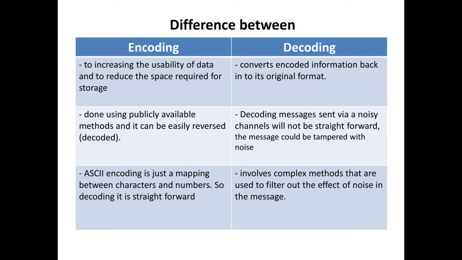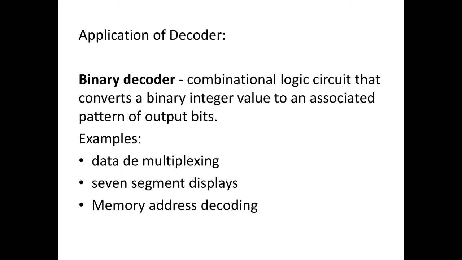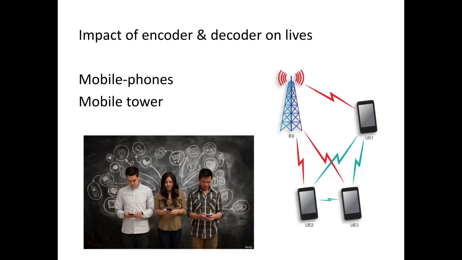We'll start off with the applications of encoders. We have keyboard encoders, positional encoders, and a more common application, which is magnetic positional control, which is used in ships for navigation. Moving on to the applications of decoders. In digital electronics, a binary decoder is a combinational logic circuit that converts a binary integer value to an associated pattern of output bits. They are used in a wide variety of applications, including data demultiplexing, 7-segment displays, and memory address decoding.